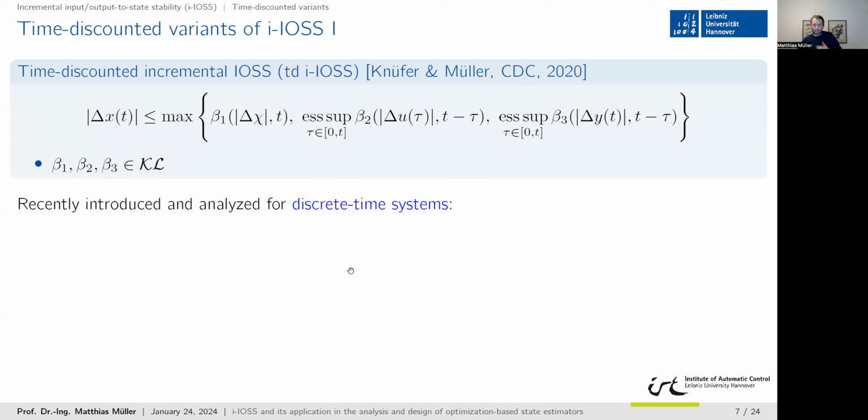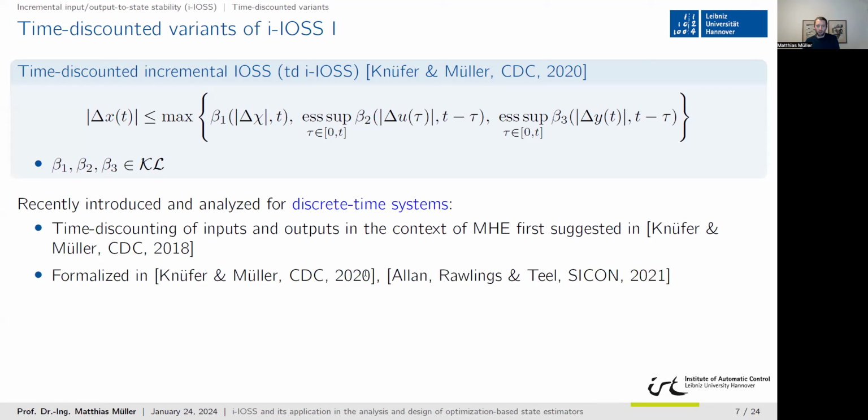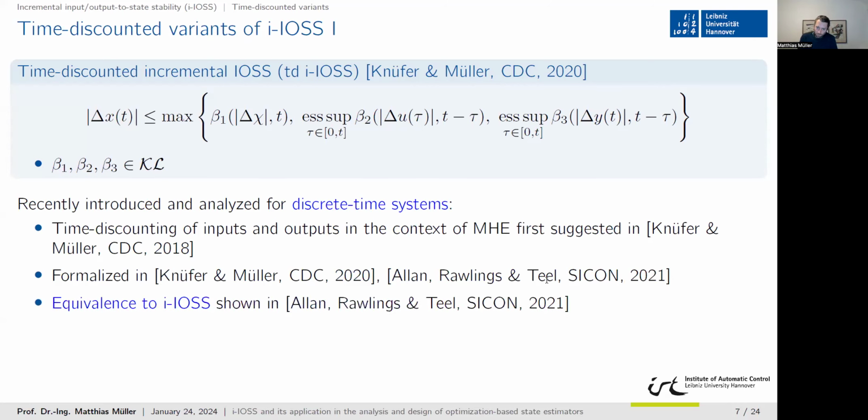Now, why is this of interest? Actually, in recent years, in the moving horizon literature, this has first been introduced and analyzed for discrete time systems. We first discussed that in an MHE paper a couple of years back, in a CDC paper, and then we formalized it. There was also this nice work by the group of Jim Rawlings, Doug Allan, a PhD student, and also co-author Andy Thiel, where they further analyzed that. And in fact, it was shown in this paper that in discrete time, this time-discounted notion is equivalent to the classical incremental input-output state stability notion that was originally proposed by Sontag in 1997.